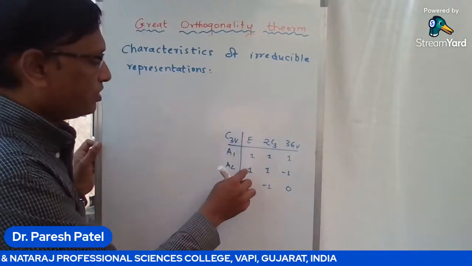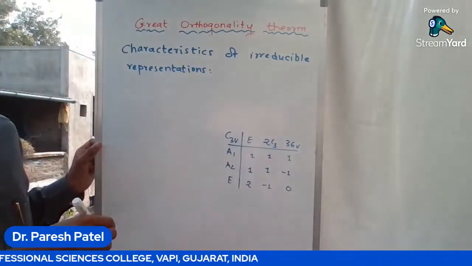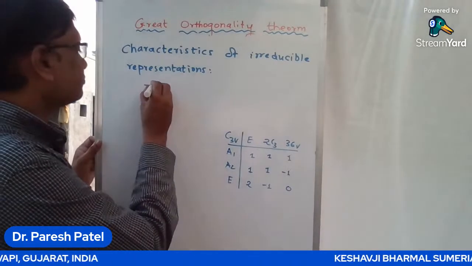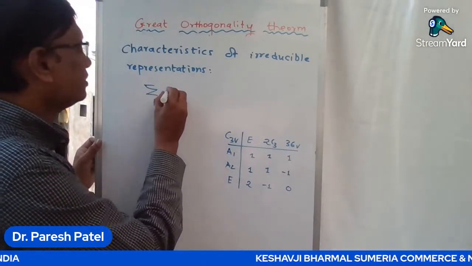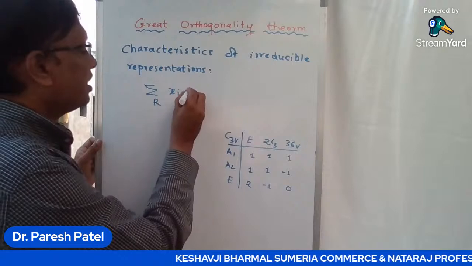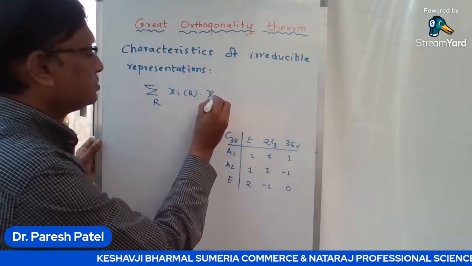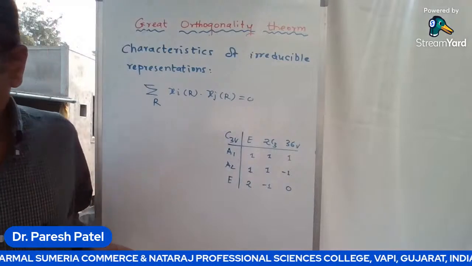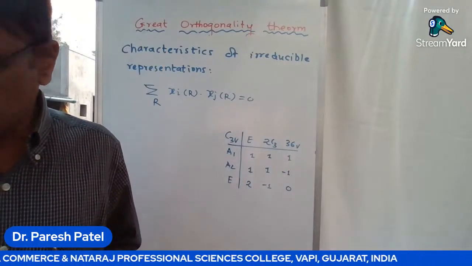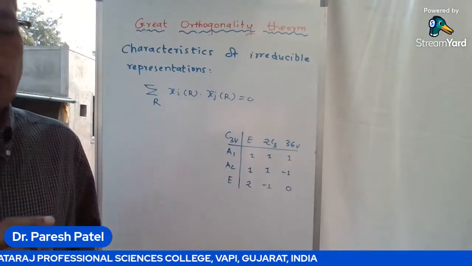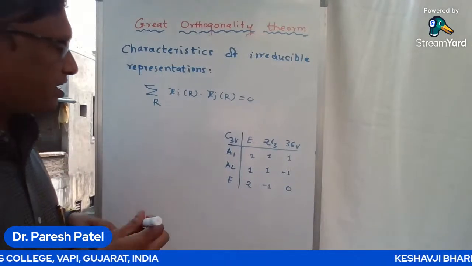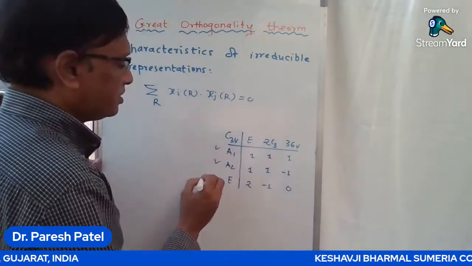1 into 1 into 1 is equal to 1, or we can represent that as the character of R for I into the character of R for J into R is equal to 0. It means the characters of irreducible representations of the same group are orthogonal to each other. If we take A1 and A2, then what will happen?